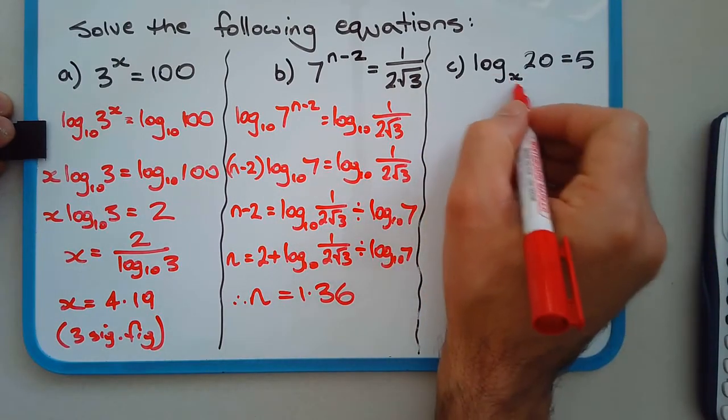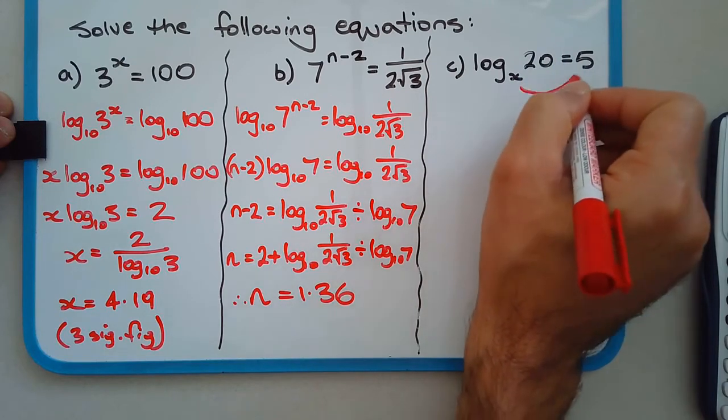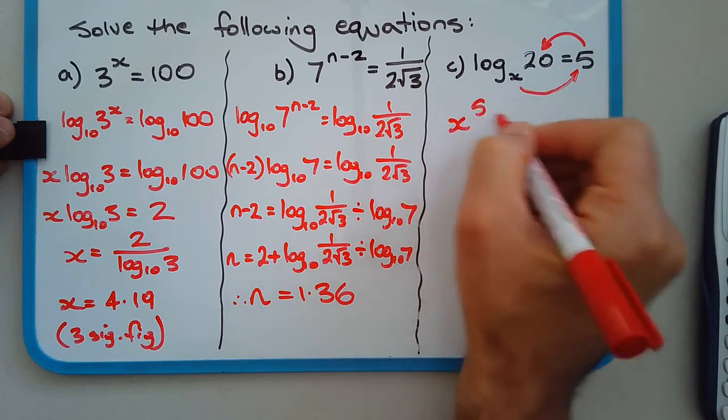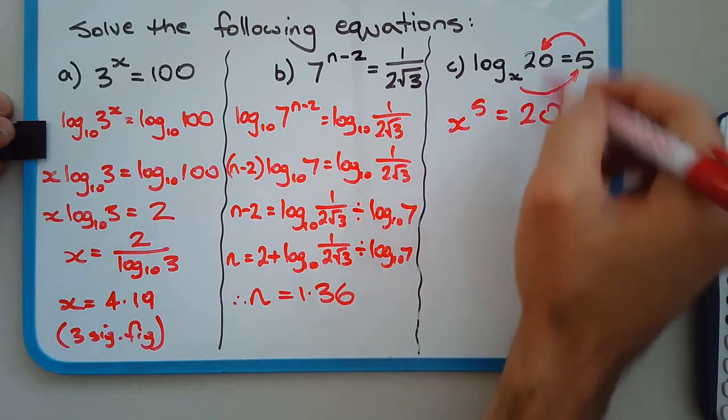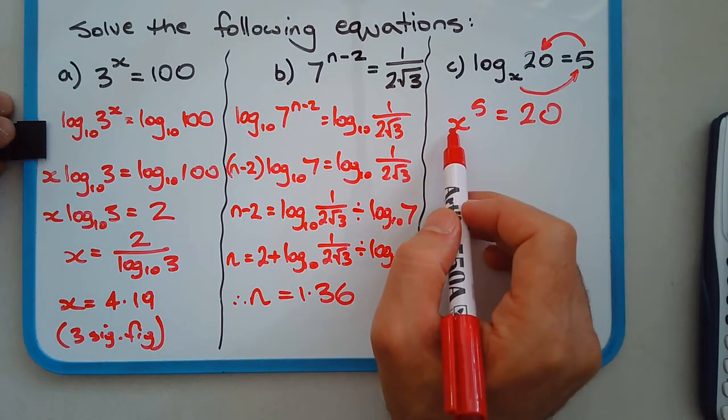So x to the power of 5 equals 20. Remember that's how we read an exponential: x to the power of 5 equals 20. They mean the same thing. This time around though, how do we make x the subject? We take the fifth root.